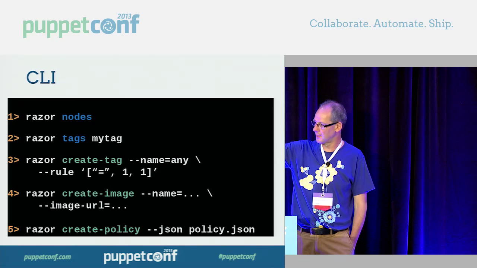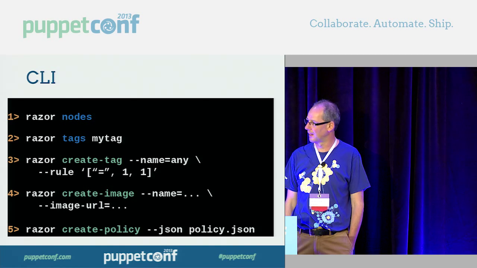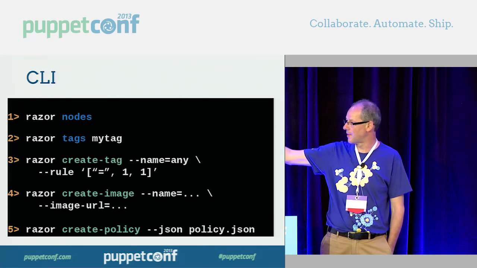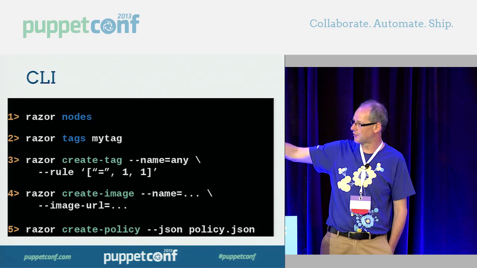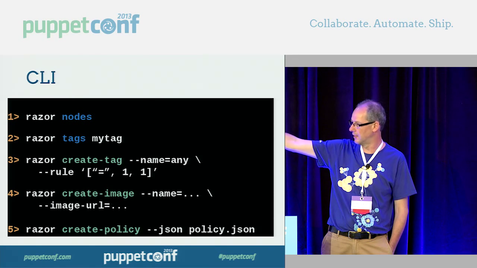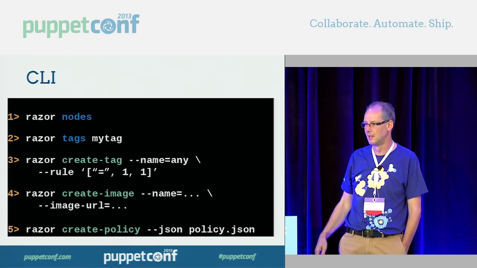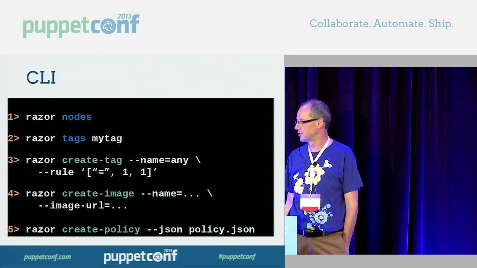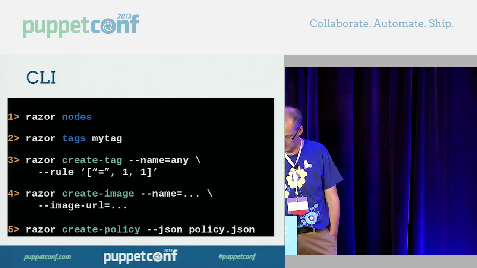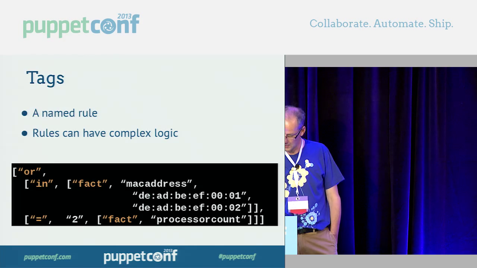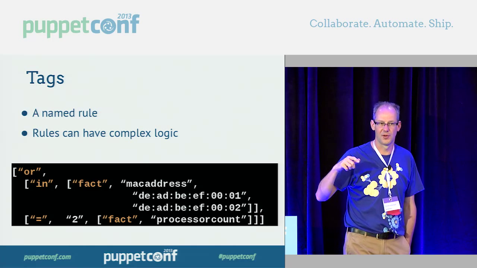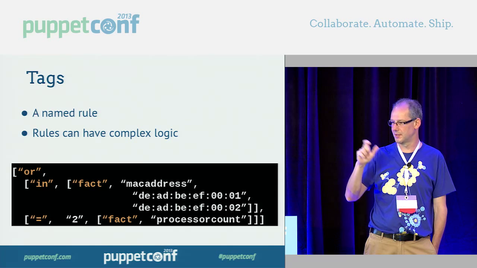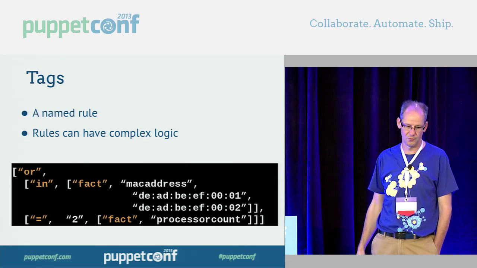Create an image. Supposedly you have an ISO somewhere, and you import it on the server. And then create a policy. So in the command line, you can either specify all the attributes that the command needs, like a name, rule, image URL, or you can stick it all into a JSON file, because some of these take a lot of options, like creating a policy would be a very long command line. You just stick it into a JSON document and post that to the server. So tags. Tags really are nothing more than a rule with a name. And later on, you use those names when you set up policies to tell Razor what to boot.